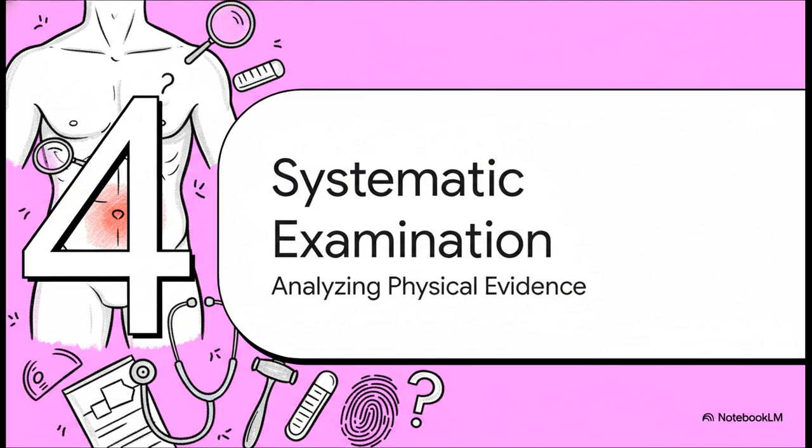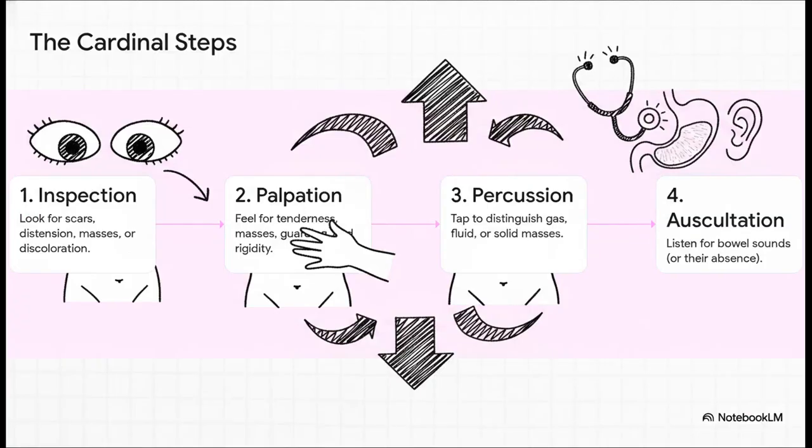Okay, so we've taken our history, we've got a list of suspects in mind. Now it's time to gather the physical evidence, and we do that through a systematic, hands-on examination of the abdomen. Now listen, the sequence here is non-negotiable. It's not a suggestion. You must do it in this exact order. Look, then touch, then tap, then listen.